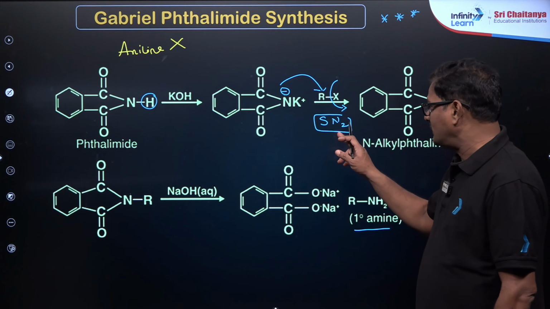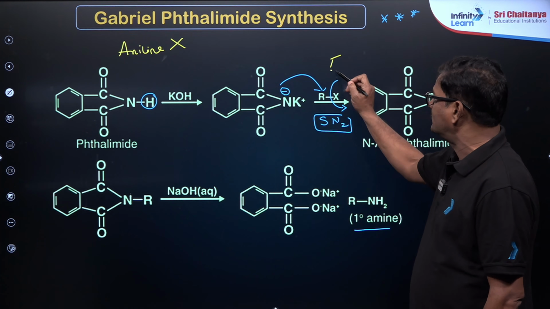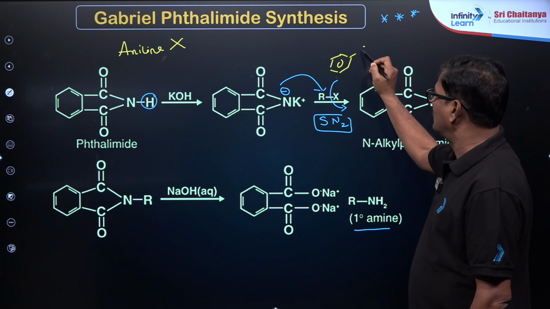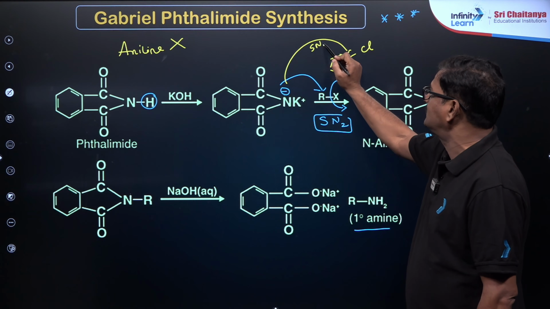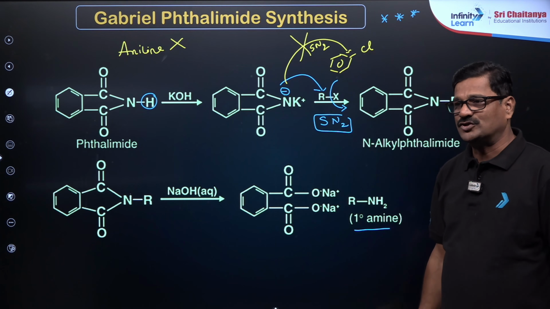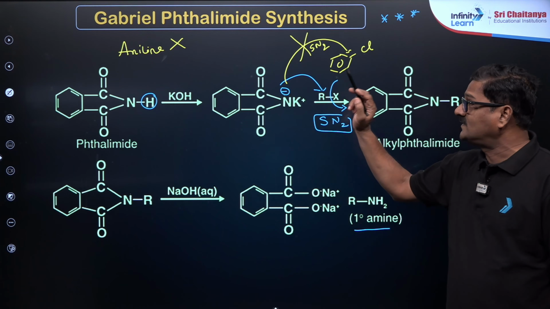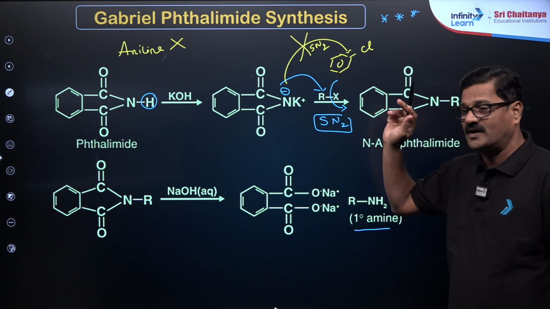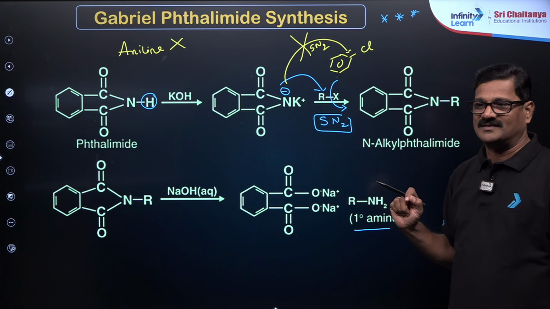Now, this is the key point I said. If you want to prepare aniline, you have to take chlorobenzene. Chlorobenzene cannot take place in SN2 reaction. It will not. So as chlorobenzene does not participate in SN2 reaction, you cannot prepare aniline by using Gabriel phthalimide synthesis.